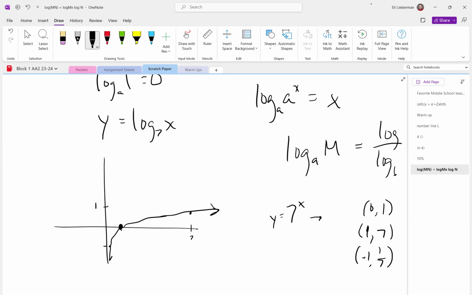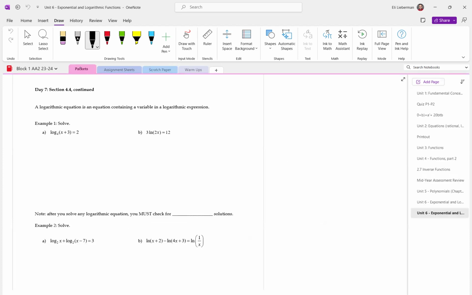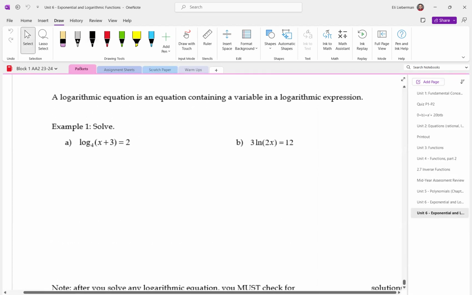Right, when those are flipped, they're exactly what's on our graph, correct? Okay, so that brings back some good memories. Let's do some logarithmic equations now that we have our properties down. A logarithmic equation is an equation containing a variable in a logarithmic expression. What a surprise. I think you could already do A.